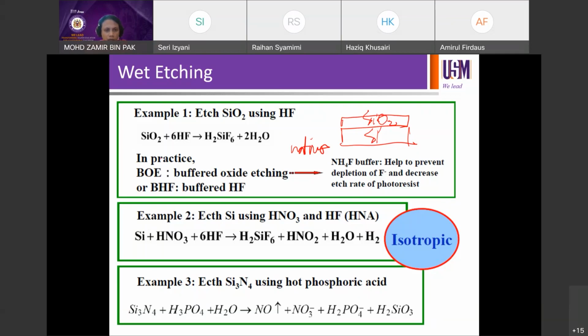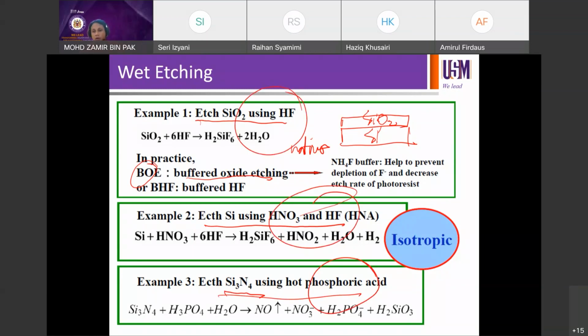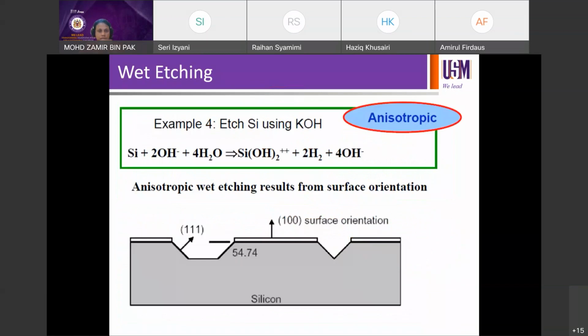Okay, you can use BOE, for example, buffered oxide etching, in order to run the process. So first one is etch silicon oxide using HF. The second example is etch silicon using nitrate and HF. You can also do etching silicon nitride using hot phosphoric acid. So these are all dangerous chemicals. They are all isotropic, right?